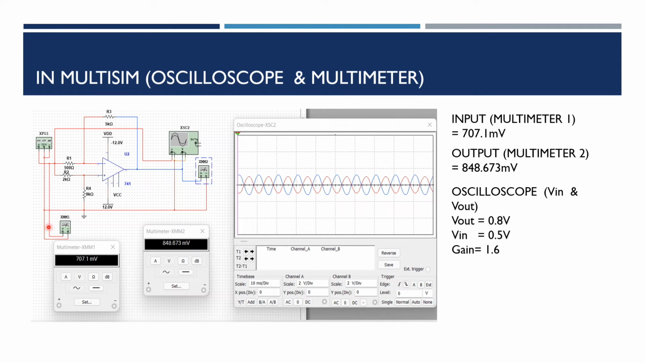In Multisim, this is the input for the oscilloscope and multimeter. Input multimeter 1 gets 707.1 millivolts, and for the output, multimeter 2 gets 8.673 millivolts. On the oscilloscope, Vin is the red wave and Vout is the blue wave. Vout gets 0.8 volts, Vin gets 0.5. For the gain, Vout divided by Vin gets 1.6.